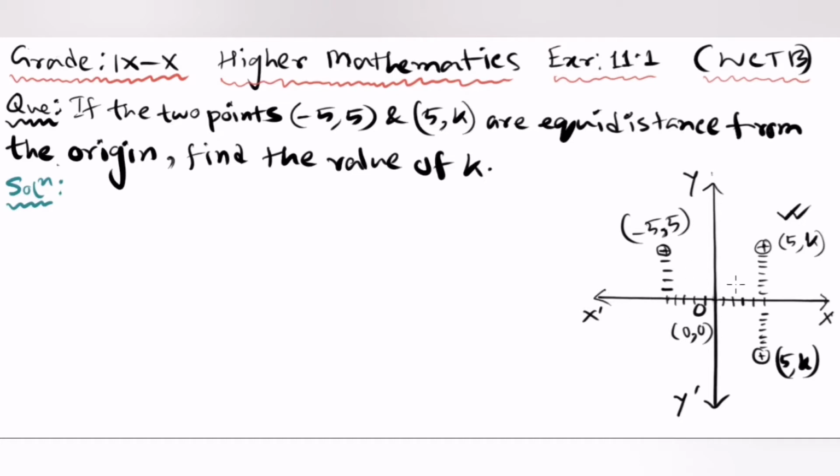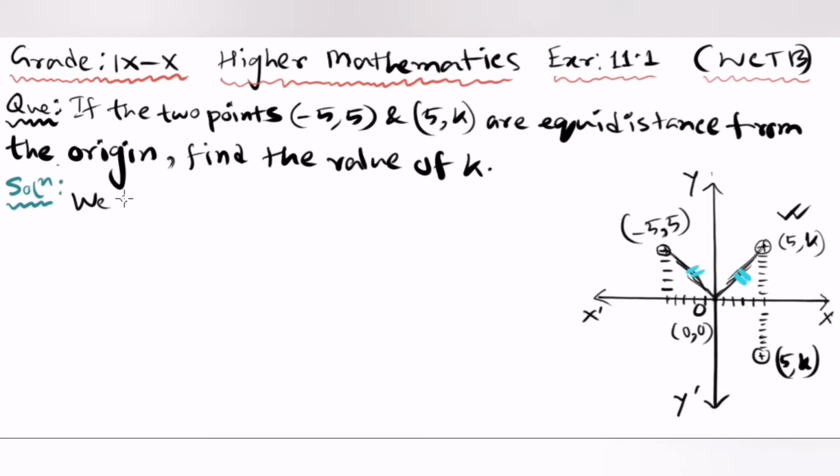So what to do? They said the origin, that means the coordinate of origin is 0 comma 0. So the distance of the second point from origin and the distance of the first point from origin are equal. So according to them, we have to consider that this measurement and this measurement are equal to each other. So first of all, we are going to determine what is the length of minus 5 comma 5 from origin. So I'm going to write length. Better to write distance, that will be better.